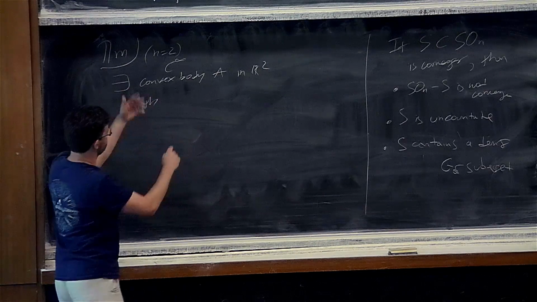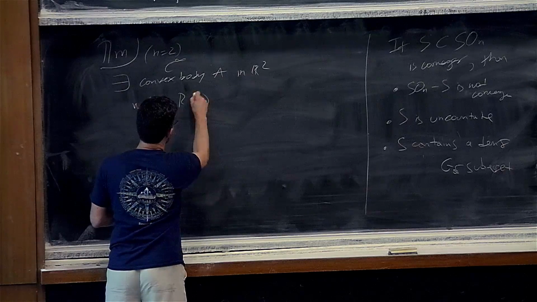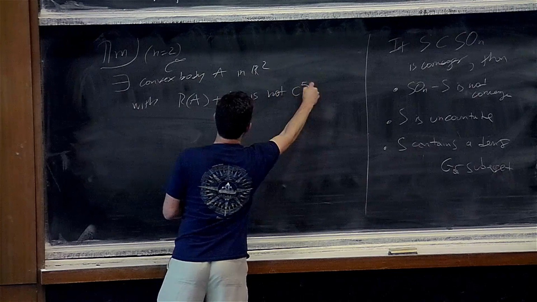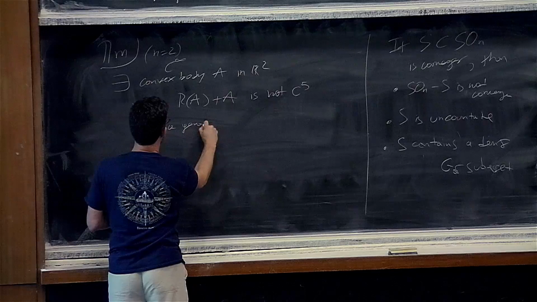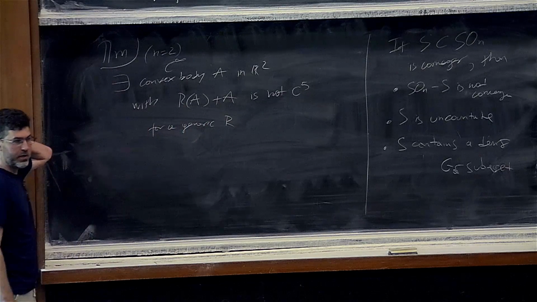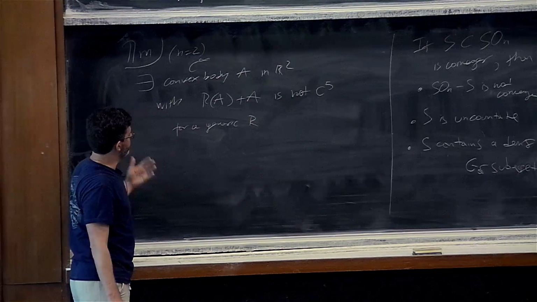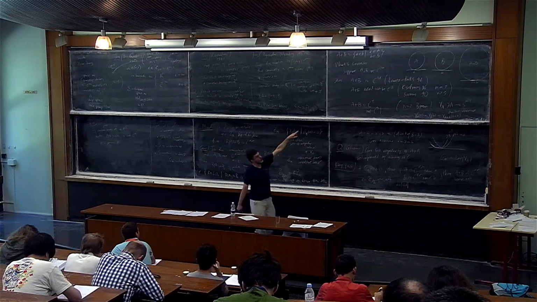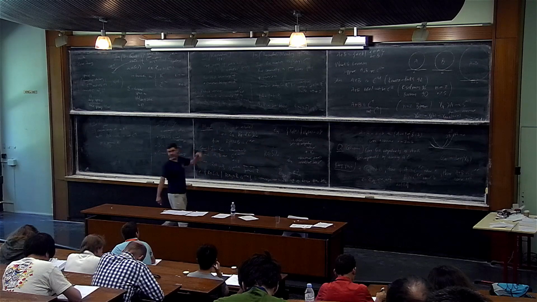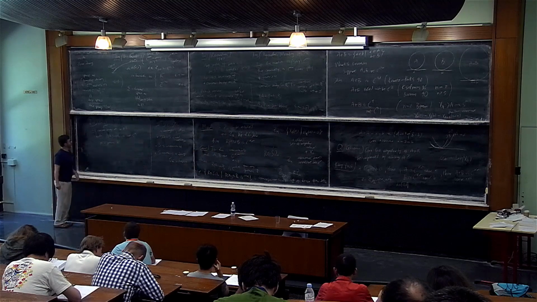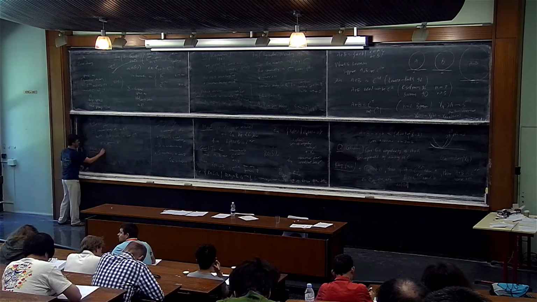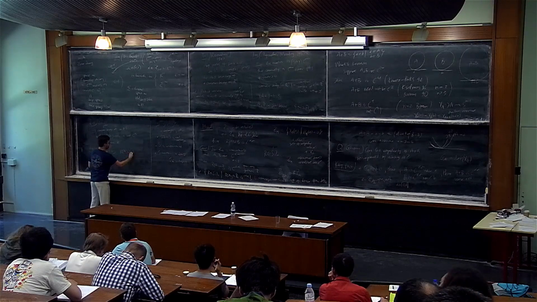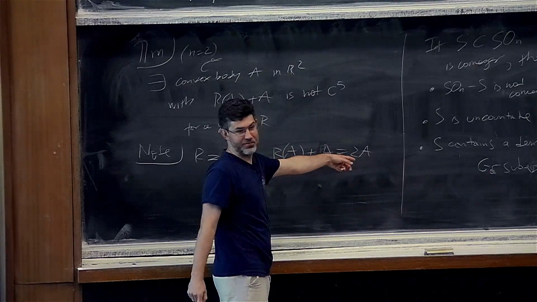So the conclusion is that you can find a convex body such that if you look at RA plus itself, then this is not C5 for a generic R. Okay. So generically, we know it's always C4. I think I still have it up there somewhere. It's always C4, but it won't be C5 generically. Now, notice, of course, if R is 1, then RA plus A is just 2A, and that's, of course, C infinity.